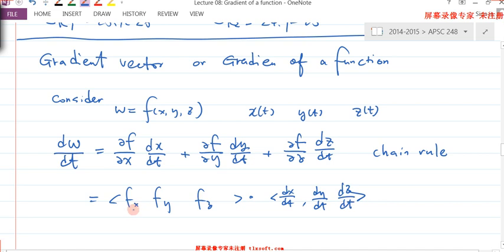Why did you write partial? It doesn't matter. That's the same thing.